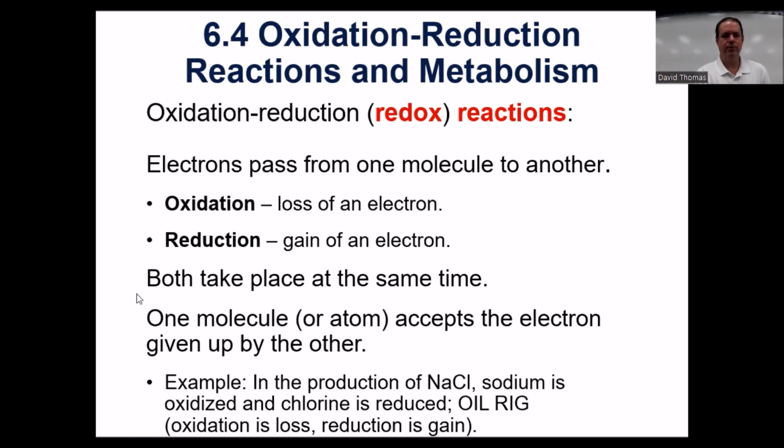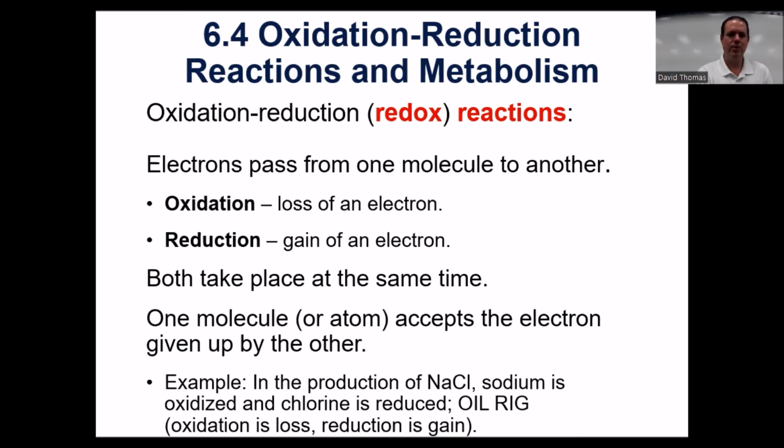I was looking at this little example down here in the production of sodium chloride. Sodium is oxidized and chlorine is reduced. If you had chemistry, you may have seen this little mnemonic device. Try to memorize that: OIL RIG. Oxidation is loss of electrons. RIG stands for reduction is gaining. That's how you can remember which one is which.